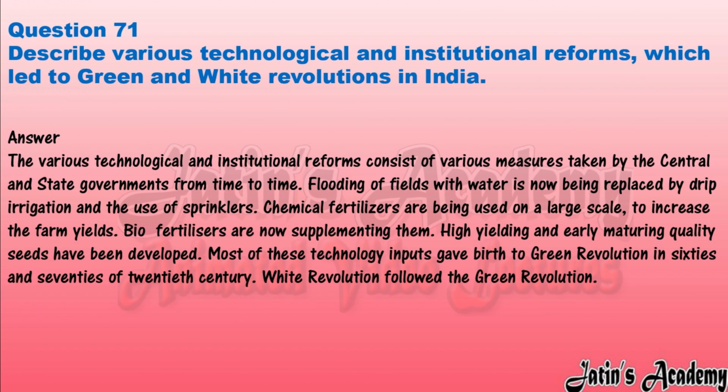Question 71. Describe various technological and institutional reforms which led to green and white revolutions in India. Answer. The various technological and institutional reforms consist of various measures taken by the central and state governments from time to time. Flooding of fields with water is now being replaced by drip irrigation and the use of sprinklers. Chemical fertilizers are being used on a large scale to increase the farm yields.